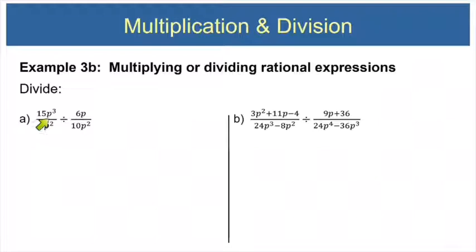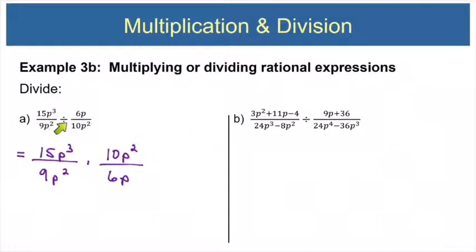So here we have 15p to the third over 9p squared divided by 6p over 10p squared. So the first thing we want to do is write this problem in multiplication form. So we leave the first fraction unchanged, we change the divide to a times, and we flip over the second fraction, so it becomes 10p squared over 6p.